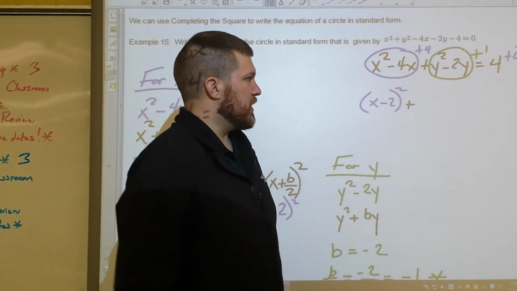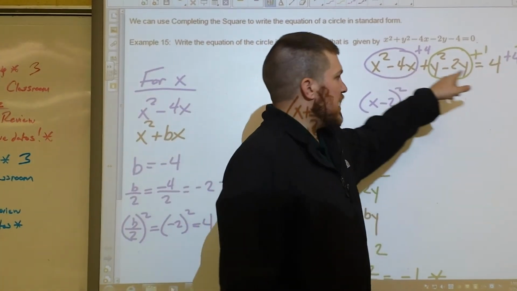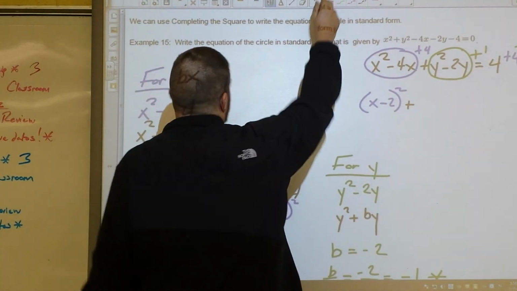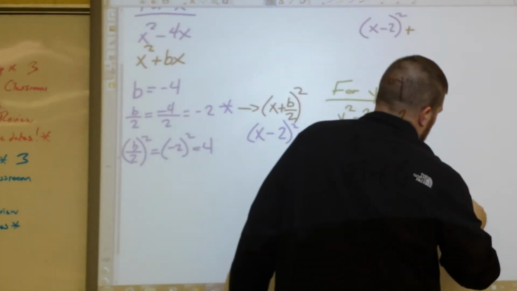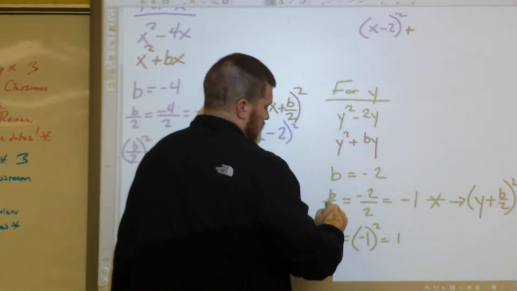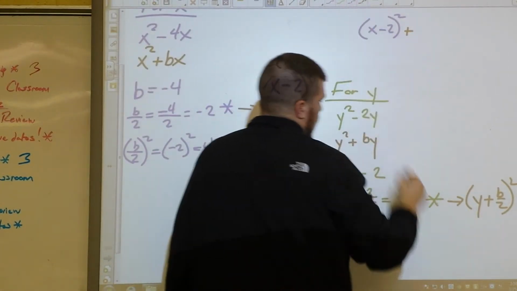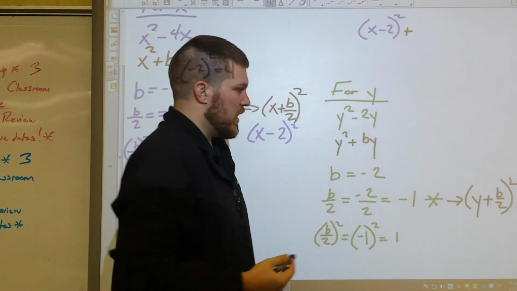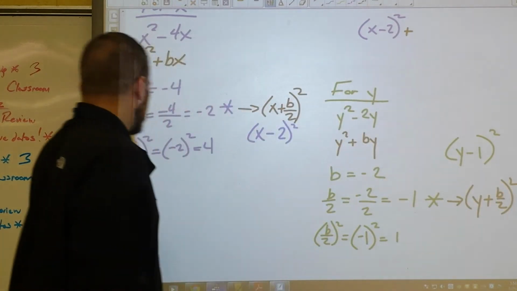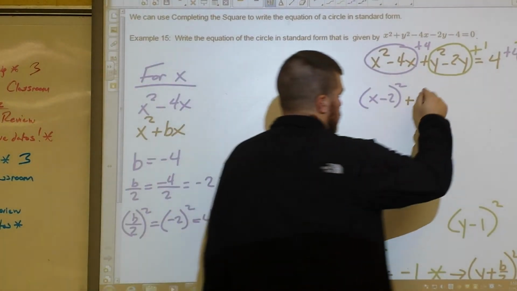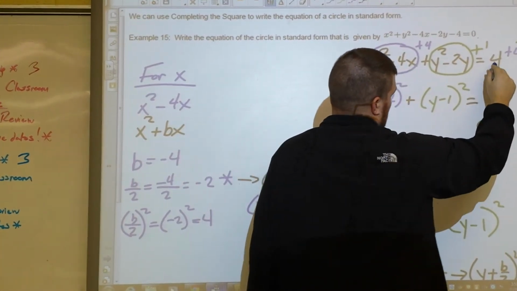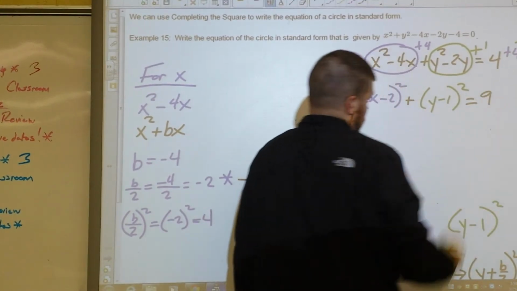Kind of running out of room, but that's all right. Now that I've added that number to both sides, I've created a perfect square trinomial that can be factored using the factoring pattern y plus b divided by 2 quantity squared. I know what my b divided by 2 was. It's negative 1. So my perfect square trinomial can be rewritten as y minus 1 quantity squared, and that's what I'm going to replace it with. And that's equal to, now all this stuff on the side, 4 plus 4 plus 1, which is 9.